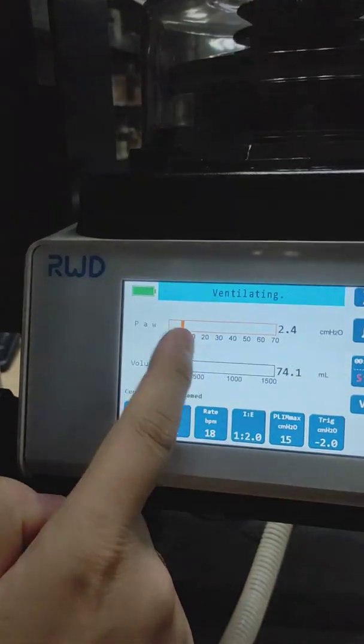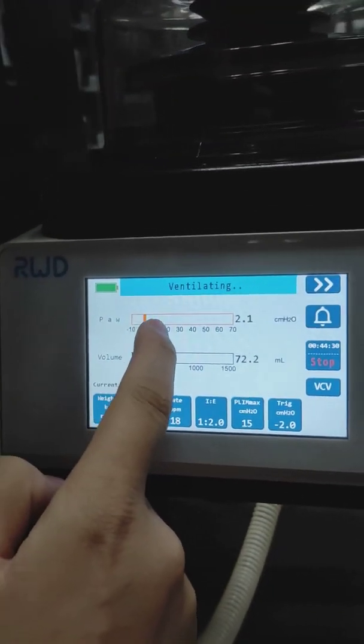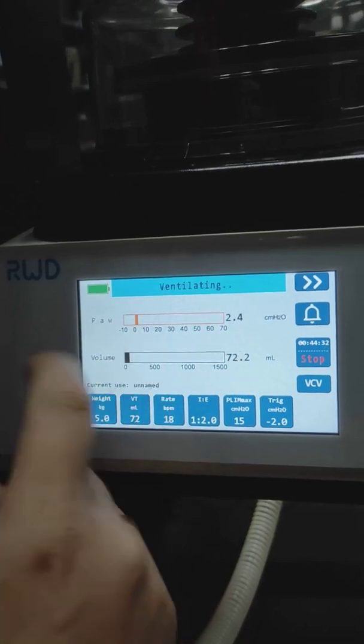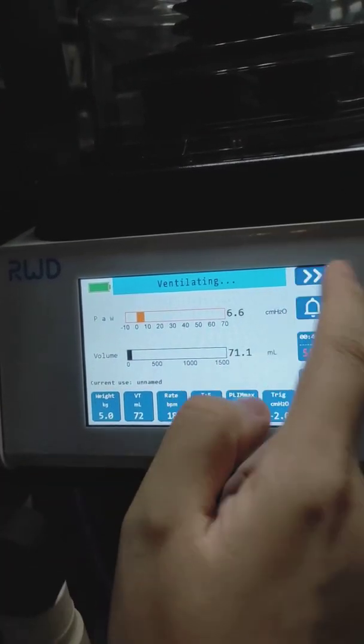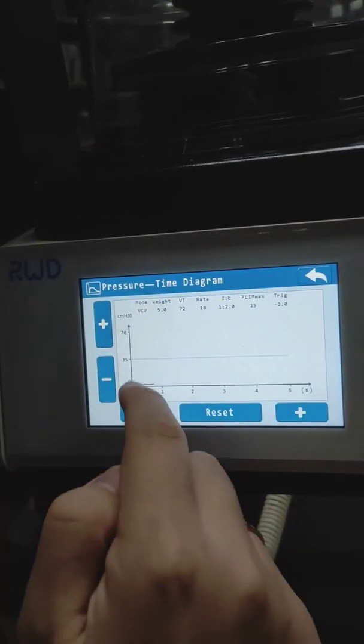And let's look at the screen. Here's a bar. This bar shows the real-time pressure in the airway. And we can also observe the airway graph.